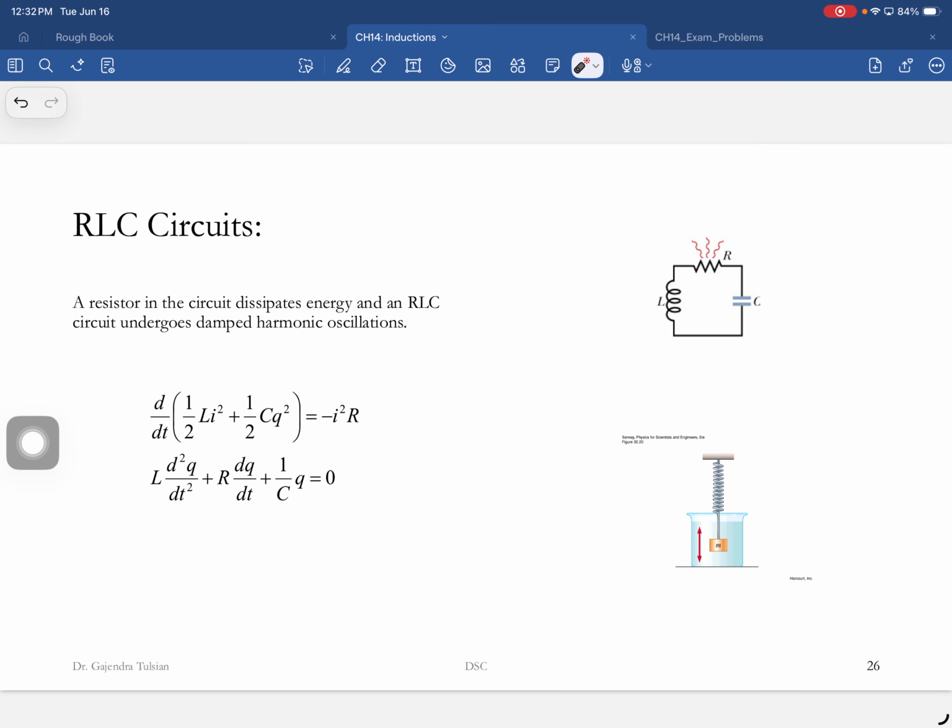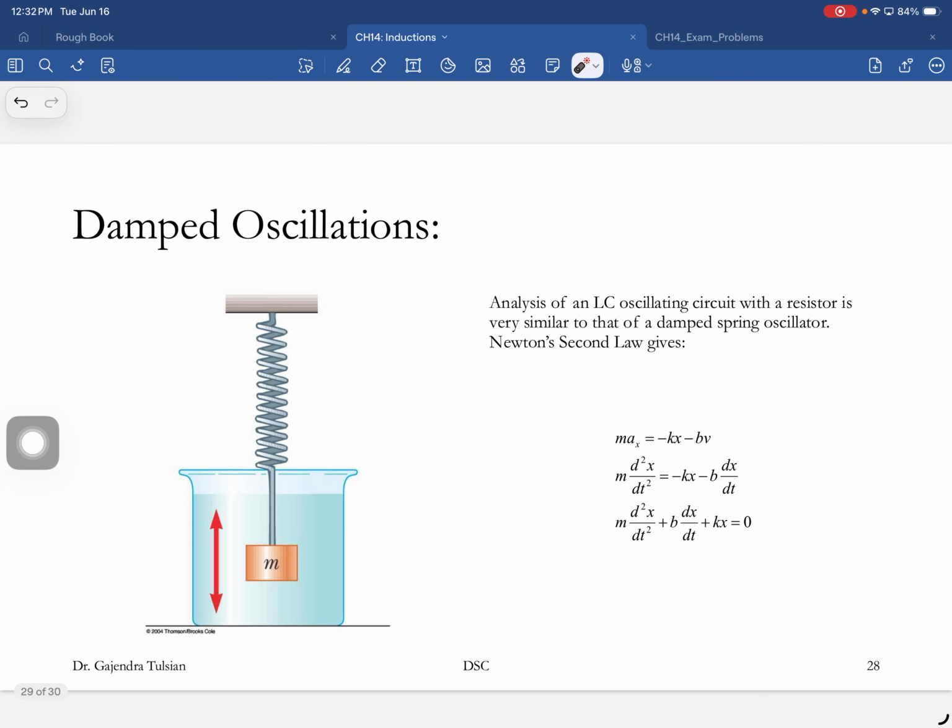So again, now let's analyze this circuit, a real circuit which has resistance to it, and again we'll come up with a mathematical model. Here's a way to come up with the mathematical model. The energy stored in those two elements is that, and if a resistance is present, the resistance is bleeding energy at that rate. So the rate at which this energy is decreasing is equal to that. And here is the differential equation. We'll compare it to a mass attached to a spring, and if this is in liquid, the resistance is given by that.